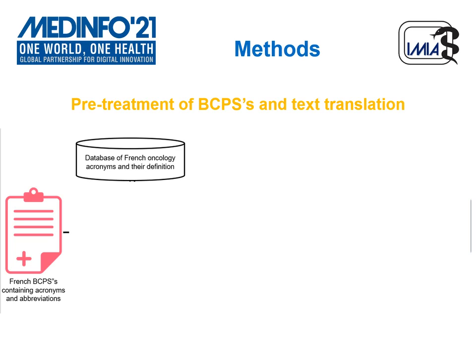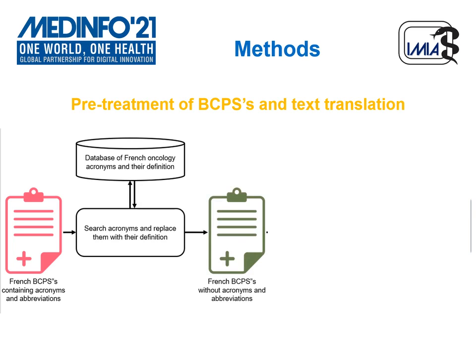So as we had a lot of abbreviations, we started first with a pre-treatment of the breast cancer patient summaries. We did scraping on the web, on Wikipedia and Doctissimo, to create a database of French oncology acronyms and their definitions. Once we had this database, we created algorithms that look for the acronyms and abbreviations in the text and replace them with their definition.